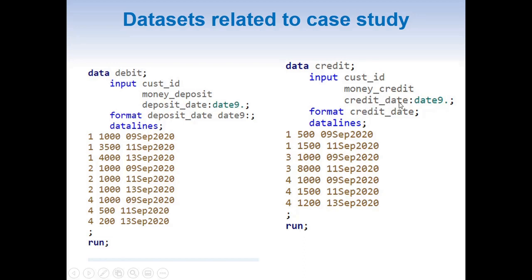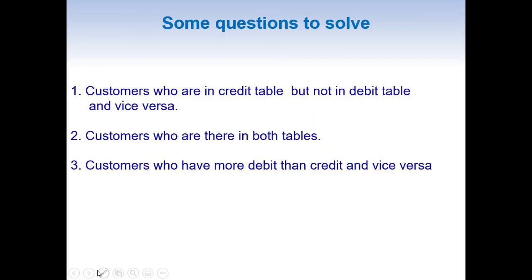Now that we have briefly looked into the variables of these data sets, let's have a quick look at the data itself. The data, as you can see, has a cust ID which has multiple deposits. In the case of debit, credit also has multiple transactions of credit per each customer, and cust ID represents a customer.